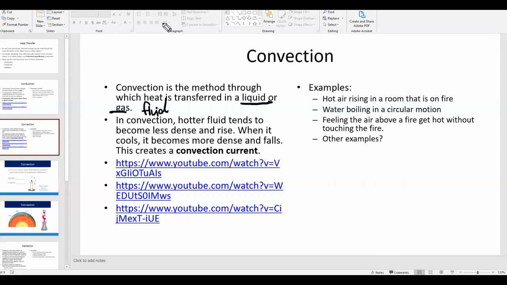If you've ever felt the air above a fire get hot without actually directly touching the fire, that would be an example of convection because, again, you have a hot fluid rising up. And so there's lots of different examples of convection. I could also talk about convection as it pertains to the weather, like wind and storms and bad weather and tornadoes, all that stuff.